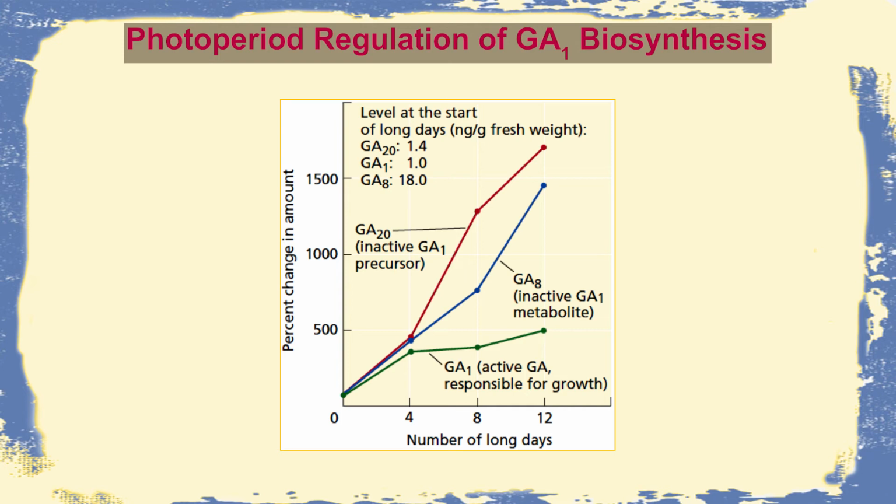From this we can see that there is a huge increase in the gibberellin molecules that are metabolic intermediates or precursors or inactive or degraded forms. The increase of the bioactive GA1 is moderate, but even this moderate increase is sufficient to exert the stem elongation effect that we have observed.